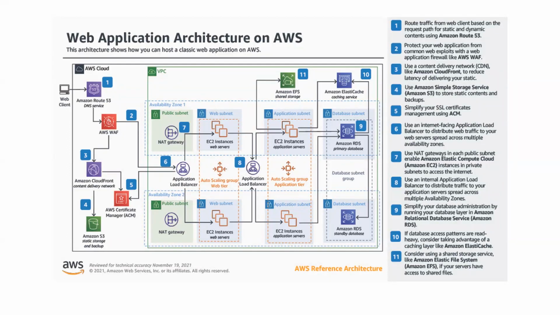I have used Route 53 to route traffic from the client-based request path. I have to protect my web application from common threats, so I'm using AWS WAF. I'm using a CDN for content delivery and Amazon Simple Storage Service. So it's a very simple application architecture, and there's nothing much in it.